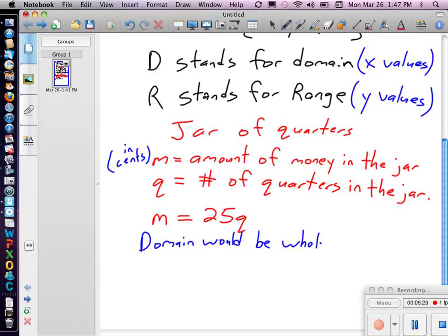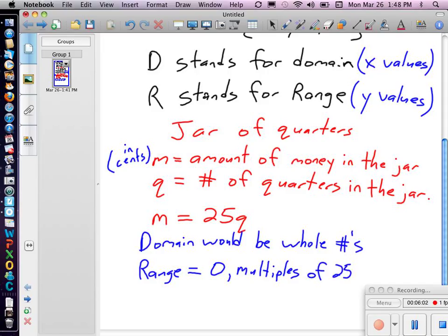Now, if you wanted to get picky, you could say there's got to be some maximum amount of quarters that would fit in the jar. But for now, we can just say the domain would be whole numbers. The range in this case is represented by m, or the amount of money I have. It could be 0, because if I have 0 quarters in the jar, I have 0 money. But it could also be all multiples of 25. If I had 1 quarter, I'd have 25 cents. If I had 2 quarters, I would have 50 cents, and so on.